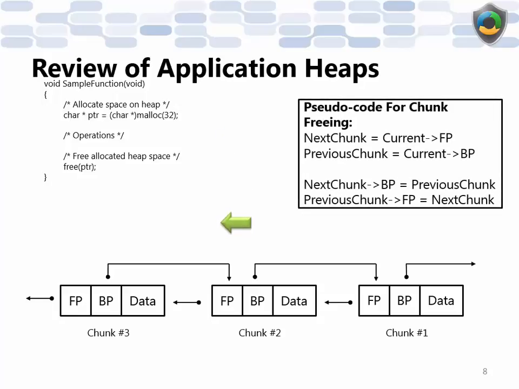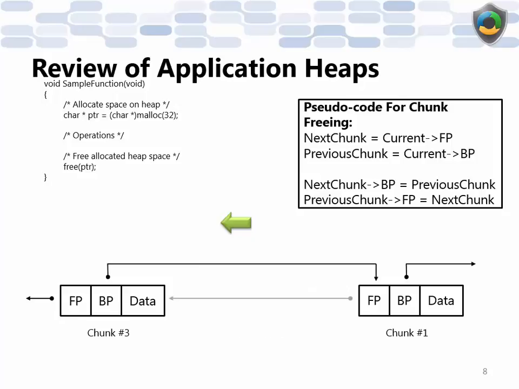After the heap allocation, some operations are performed on the chunk, and the chunk is deallocated via the free function. When a heap chunk is freed, the forward pointer and back pointer of the adjacent heap chunks need to be updated. Finally, chunk 2, after the pointers have been reset, is removed, and the forward pointer and back pointer of adjacent heaps are updated accordingly. So let's examine how a malicious user could exploit a heap-based buffer overflow vulnerability.